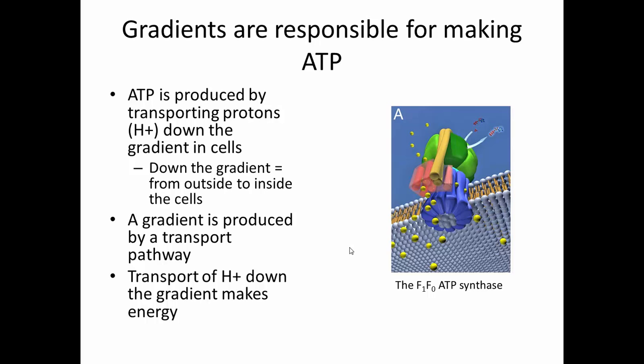It's gradients like these that are responsible for making ATP in the cell. You've seen the F1, F0 ATP synthase here. Essentially this is run by using a proton gradient. Protons, or hydrogen ions, are transported down the gradient in cells from outside to inside, and the gradient is produced in the first place by electron transport chains, and the transport of the protons down that gradient is what makes the energy in the form of ATP.